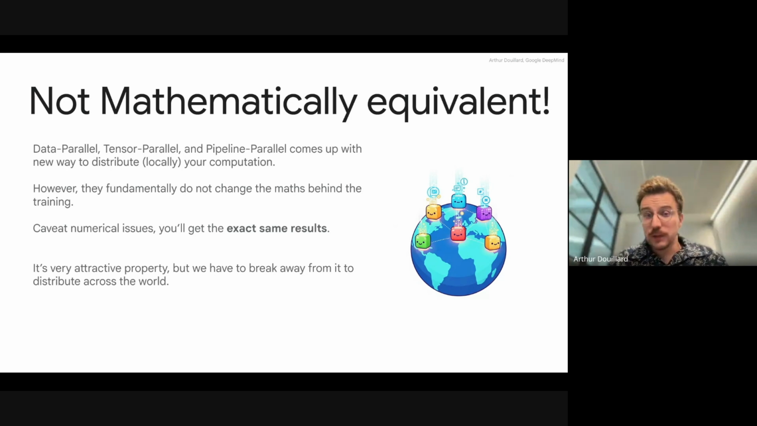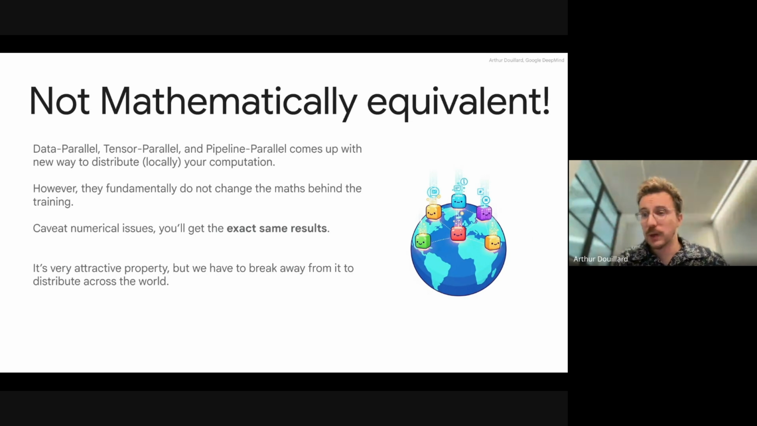The good thing about those methods is that they fundamentally do not change anything about the math behind the training. So for example, if I do data parallel and I'm splitting the data across multiple locations, I do a forward pass and a backward pass independently on each GPU, and then I all-gather the gradients, so I do a communication, and then I continue my training. Whether I just train my AI on a single GPU or I train my AI data parallel across multiple GPUs, the results will be exactly the same. The whole loss dynamics, the parameters, everything, except some numerical issues, you're going to get the exact same results.